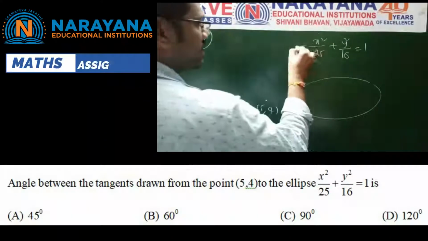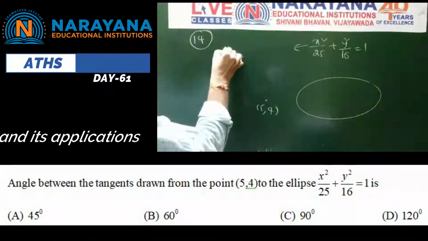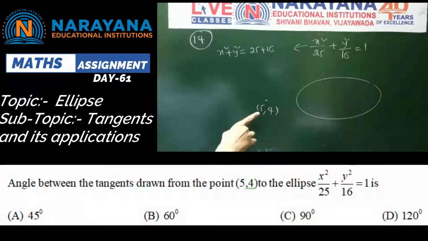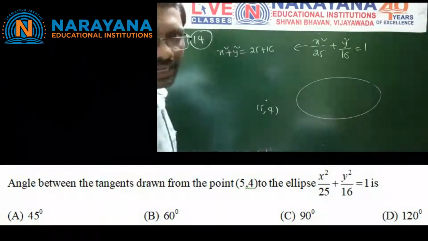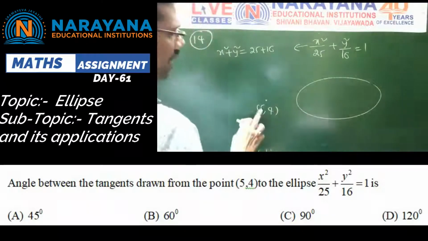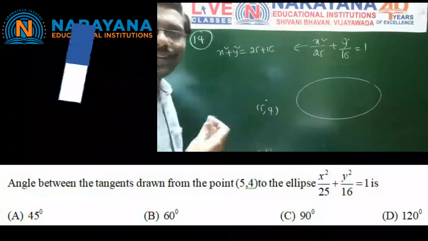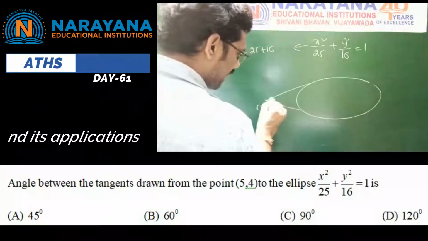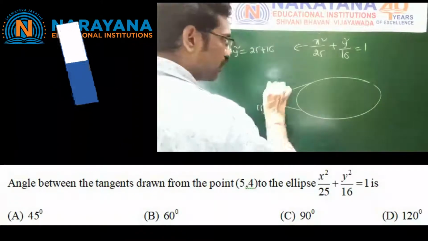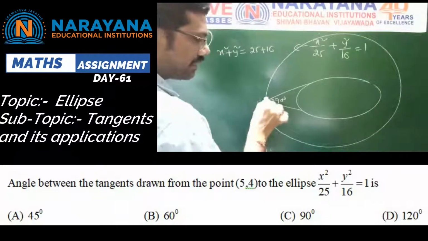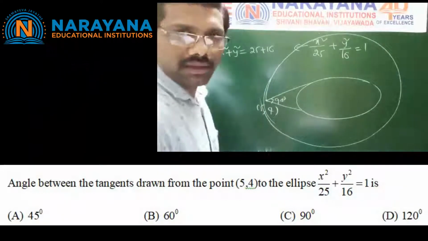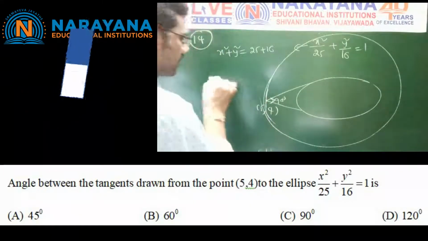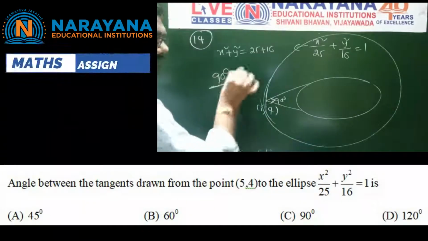So what is the director circle of the ellipse? x square plus y square is equal to a square plus b square, that is 25 plus 16. So (5, 4) should satisfy the circle equation. So (5, 4) is a point on the director circle. For this ellipse, the angle between the tangents is 90 degrees. The locus of this point is called a director circle. From any point on the director circle, the angle between the tangents is always 90 degrees.